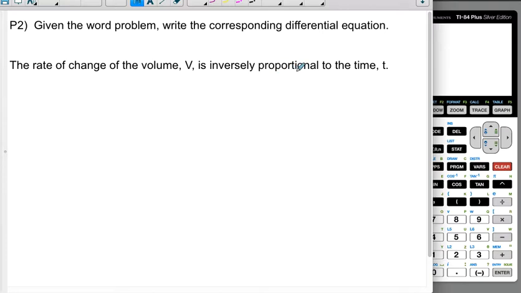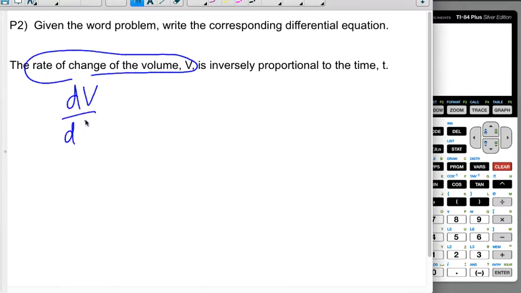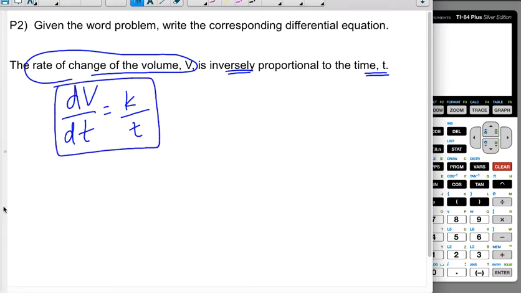The rate of change of the volume v is inversely proportional to time t. Well, rate of change of the volume is going to be dv dt. Inversely proportional means that this thing goes on the bottom, so k over t, right? And k is a constant.